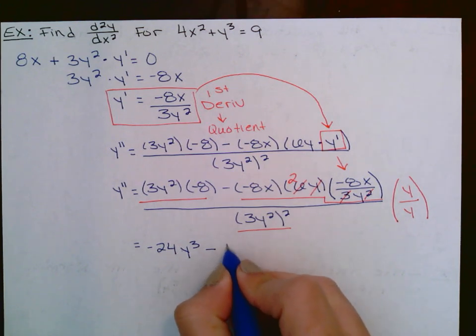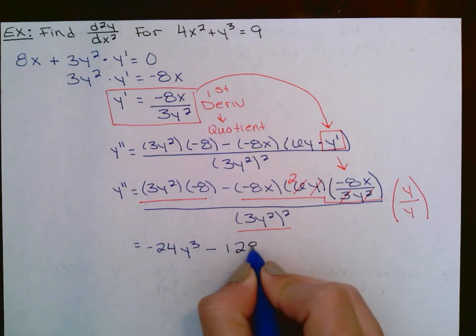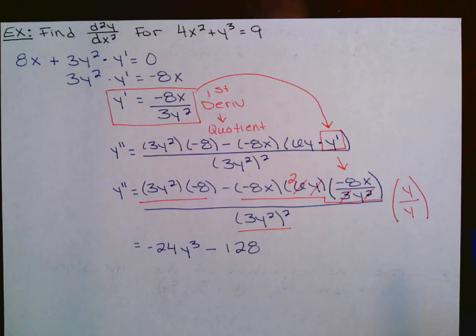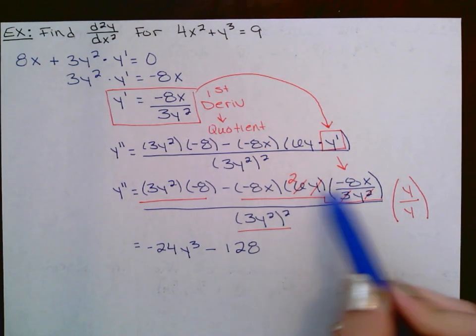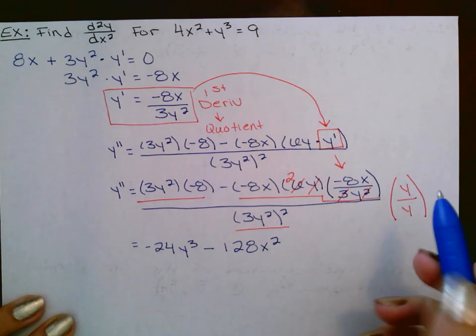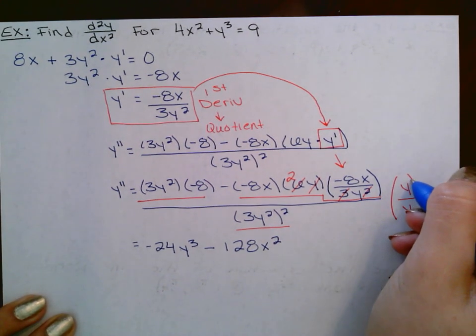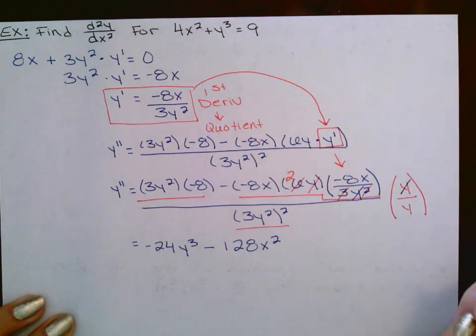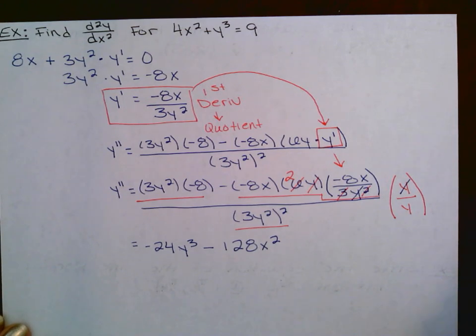That gives me 128. And now I have an x here and an x here, which gives me an x squared. And then this y will end up canceling out with this last leftover y that I had. Okay?